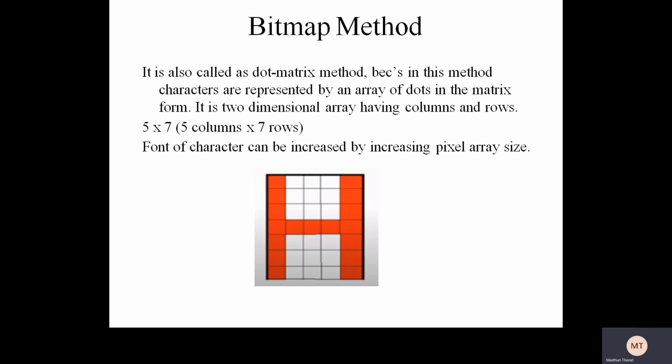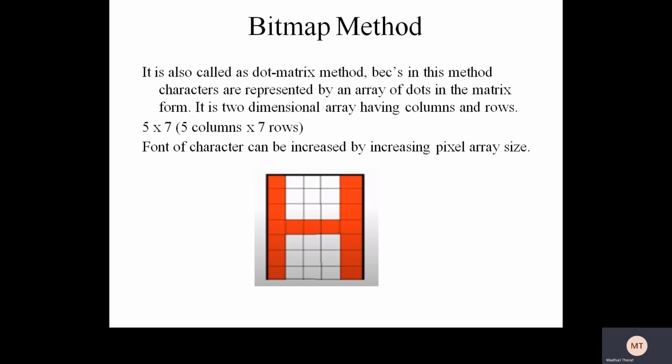It is a two-dimensional array having columns and rows. That means 5 columns and 7 rows, so we can call it a 5 by 7. So this array is like a small buffer, just big enough to hold a single character. The dots are the pixels of a small array.